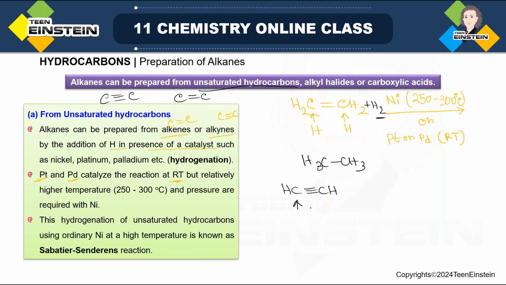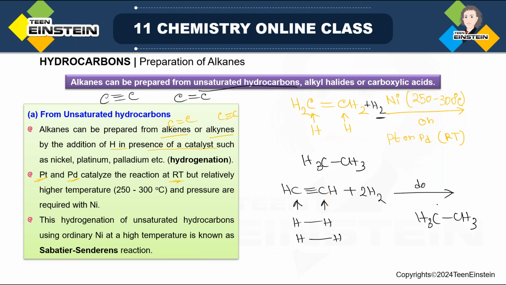But in this case, if you add 1 hydrogen molecule, you will get H2C=CH2, ethylene. But then again, if you add 1 more, then only you will get CH3CH3, that is ethane. So in this case, 2 moles are required. The mole ratio is different. Now the same, whatever you have used here, I am writing here 2, and then we are getting CH3CH3.